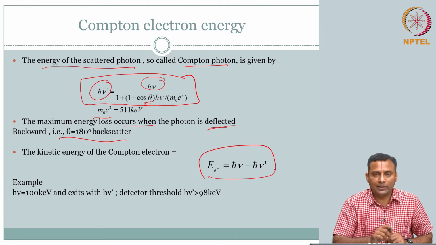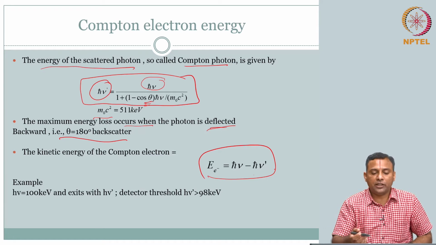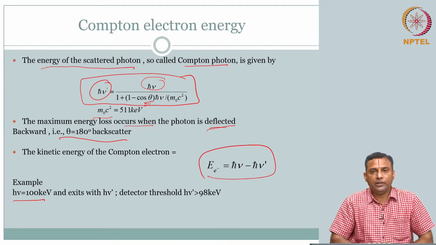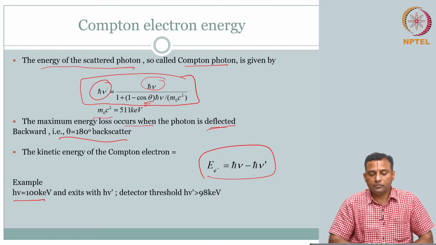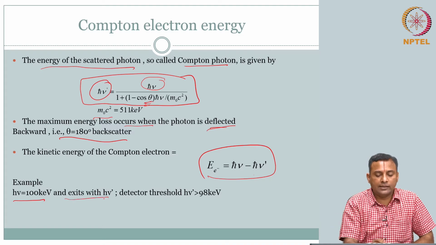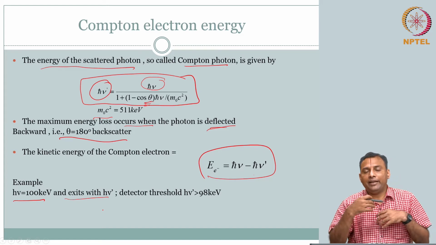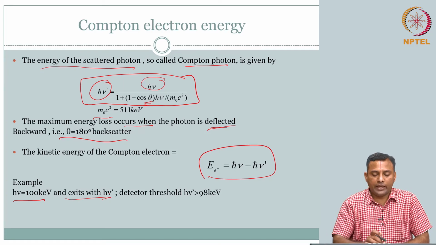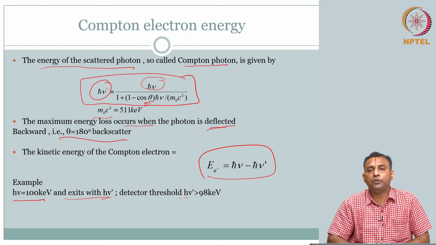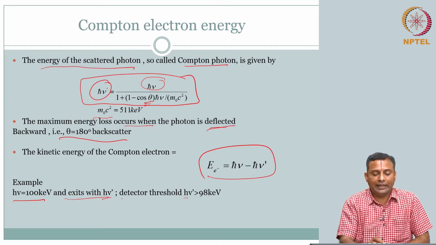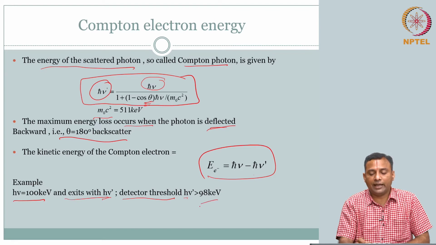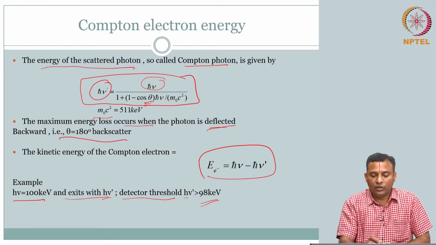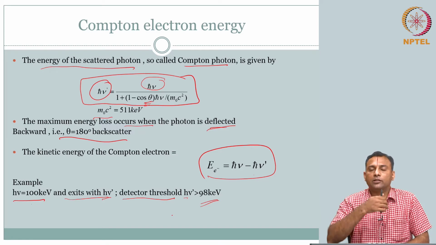So, I am not going to do that here. This is a simple substitution that you can do. So, a typical scenario is you have an incoming photon with some energy of 100 kilo electron volt, and then we also say that it exits from the material with a reduced energy of h mu dash. Now, we are also saying that the detector threshold for h mu dash is, if the detected energy is greater than 98 kilo electron volt, so you are sending in 100, you are receiving 98 after the photon has gone through the medium.